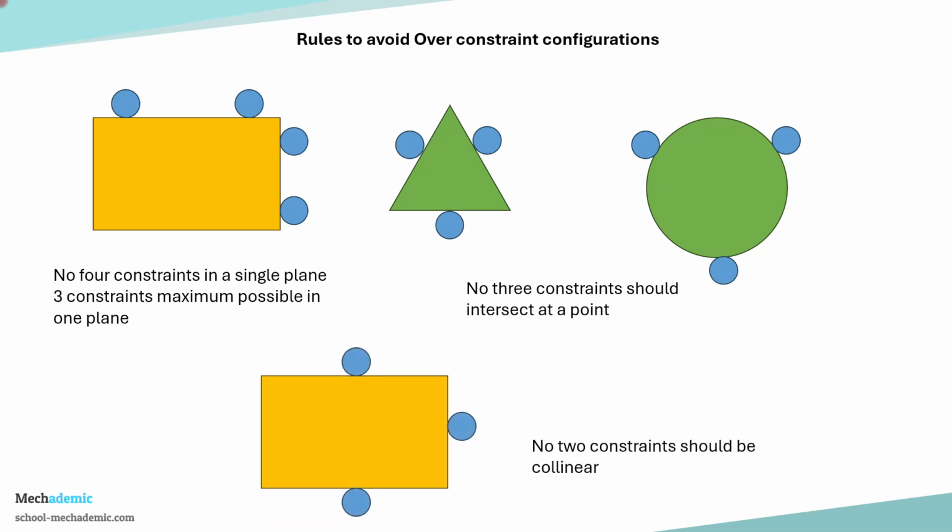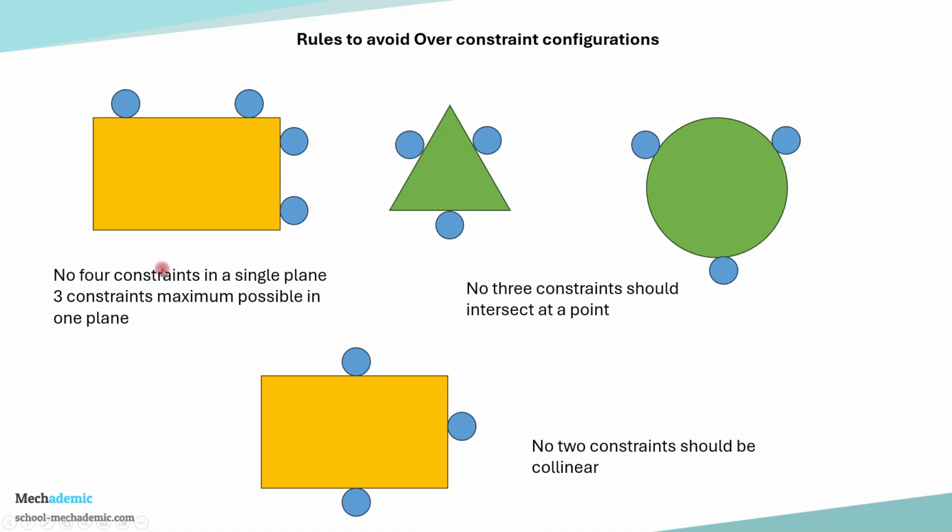And the last rule is that no 2 constraints should be collinear. Let's say you have a rectangular plate like this and the points of contact are opposite to each other, then the lines of action of the normal forces which are acting will be collinear. They will be on the same line. So the normal forces which are imparted by the constraints will be on the same line. So no 2 constraints should be collinear.